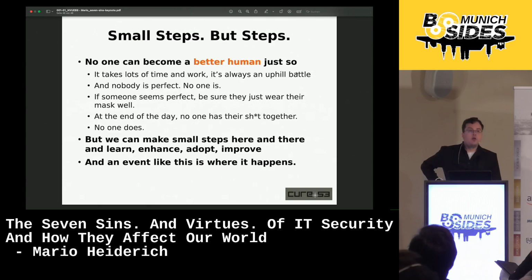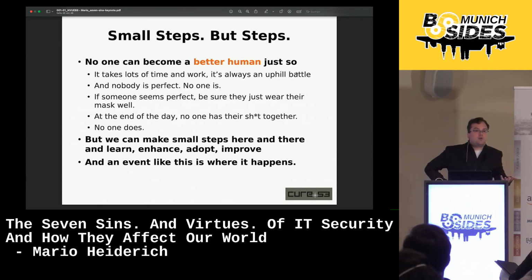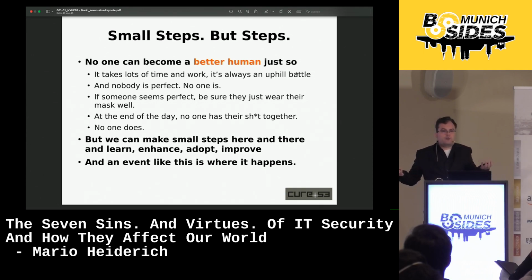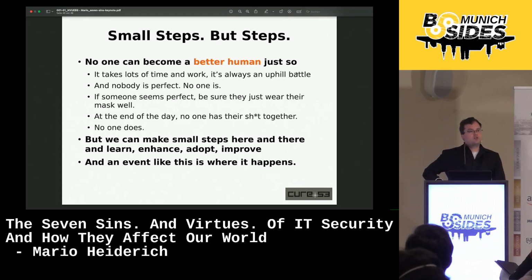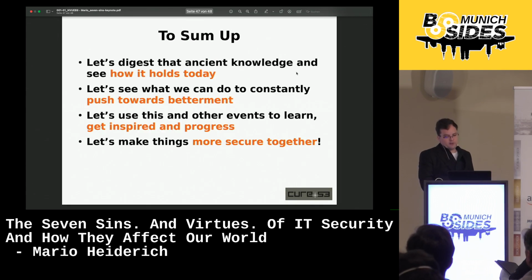Small steps here and there. Learn, enhance, adopt, improve, and that connects directly to this event here, because those are the places, the spots, the times when we can actually do this collectively and talk to one another and socialize and learn new things and walk home as a little bit better of a person, and that's a fantastic thing.